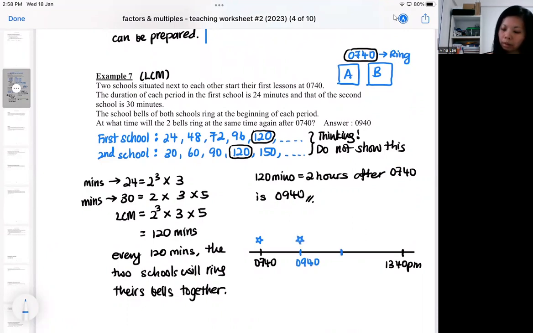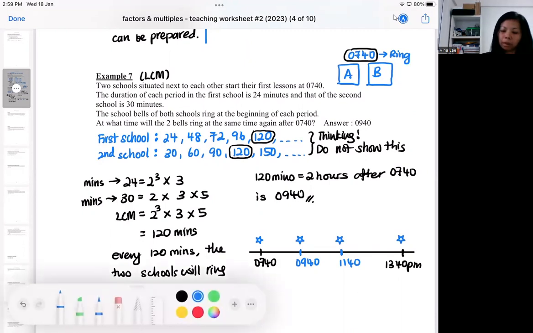And then at 11:40 they are going to ring together one more time. So here they will ring together again. So from here, you will have four timings where the two schools actually ring their bell together. Sometimes they ask for the number of times, so you need to be a bit more careful about what they ask.